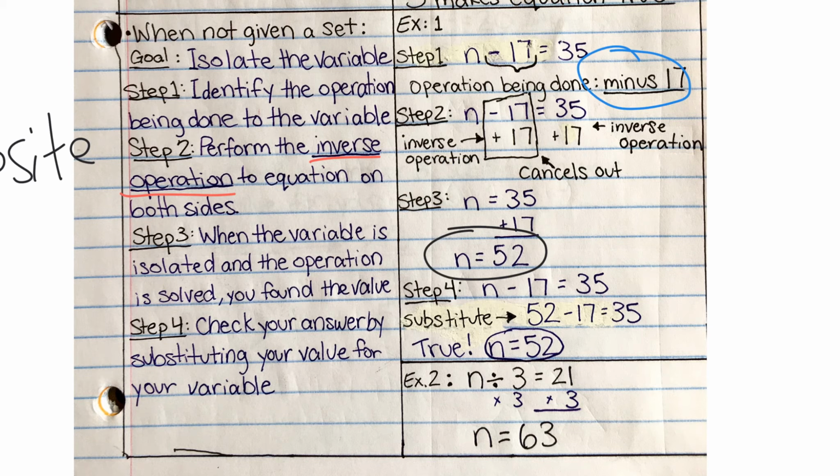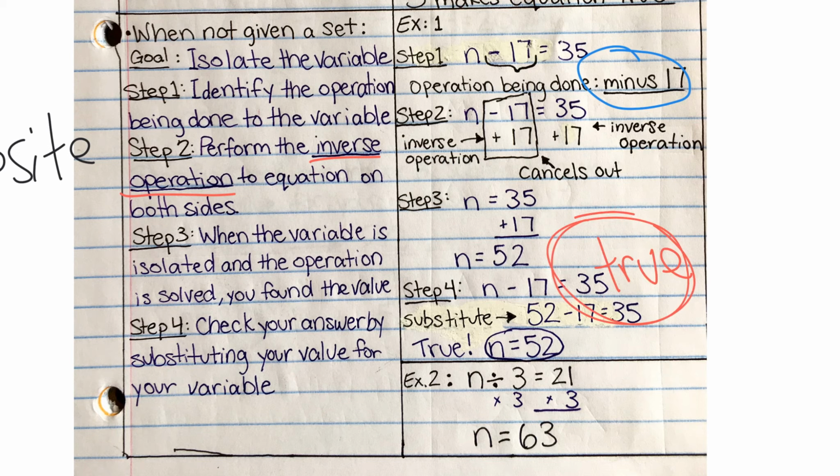However, it's easy to make mistakes in these, so step 4 is equally as important. Step 4, check your answer by substituting your value for your variable. Now we started out with n minus 17 equals 35, and 52 is what we ended up finding for n. So let's rewrite this, start all over. N minus 17 equals 35, but instead of n, we're substituting 52. 52 minus 17 is 35. Is this expression true now? Yes, it is, because 52 minus 17 is 35.